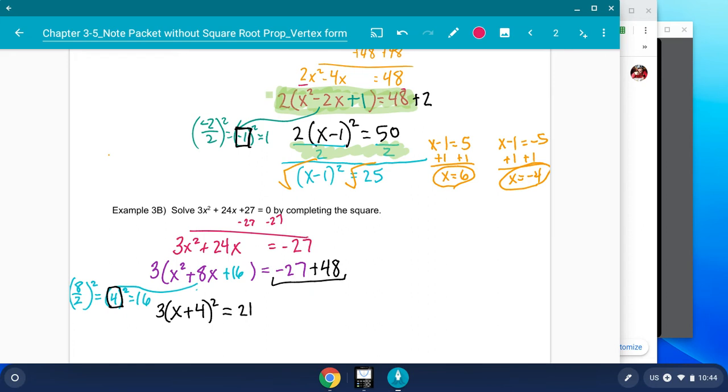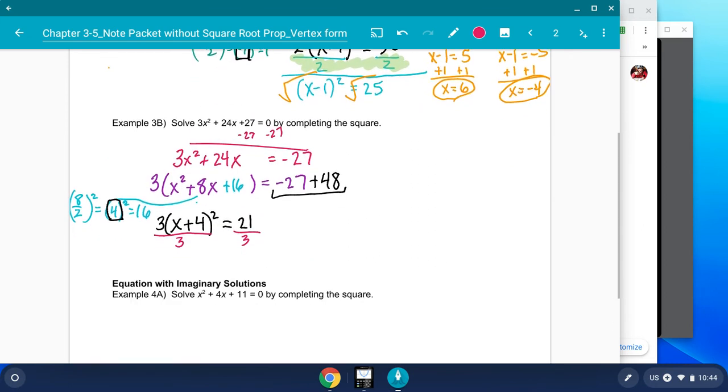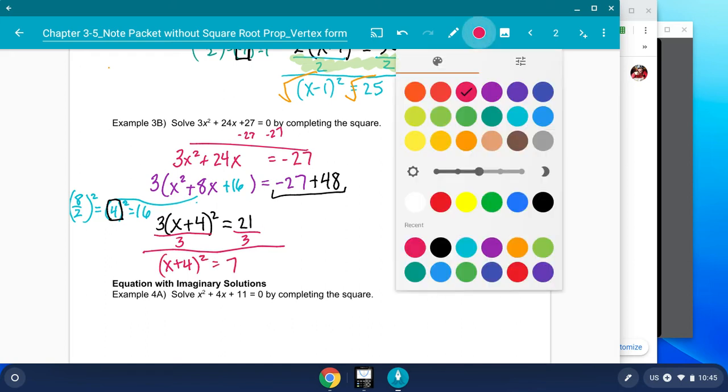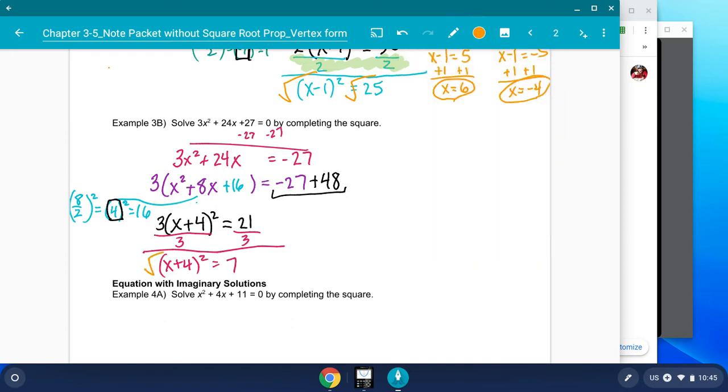And then what we have to do is this extra step of divide by 3, divide by 3. So what we end up with is x plus 4 squared equals 7. And then you square root, square root. This one's a little weird because the square root of 7 is trash. So I would just leave it as the square root of 7 and negative square root of 7. And then solve, minus 4, minus 4.